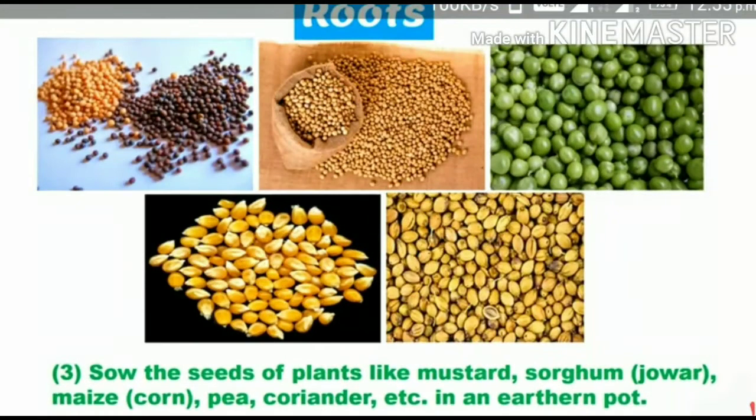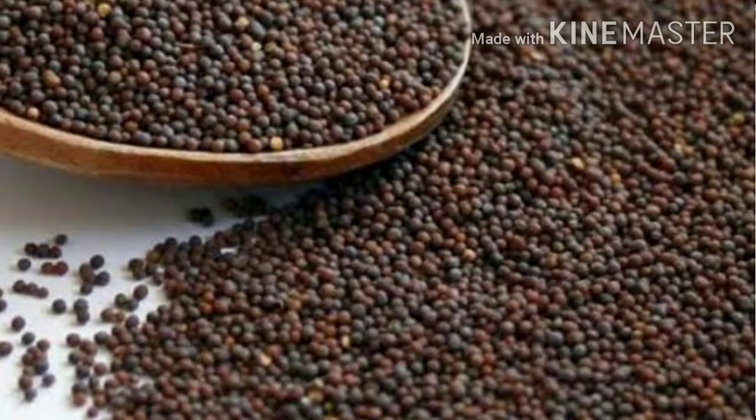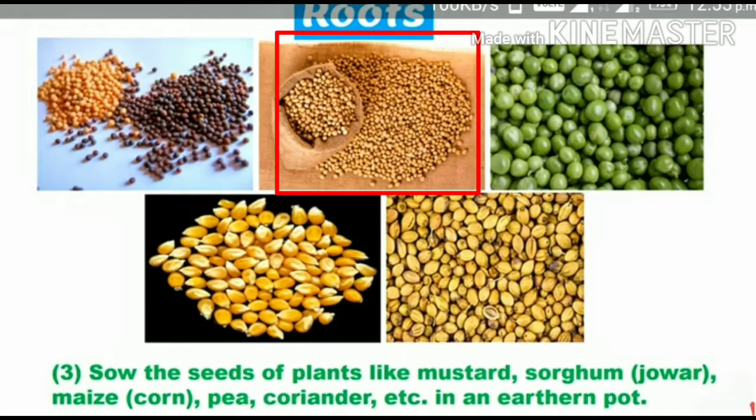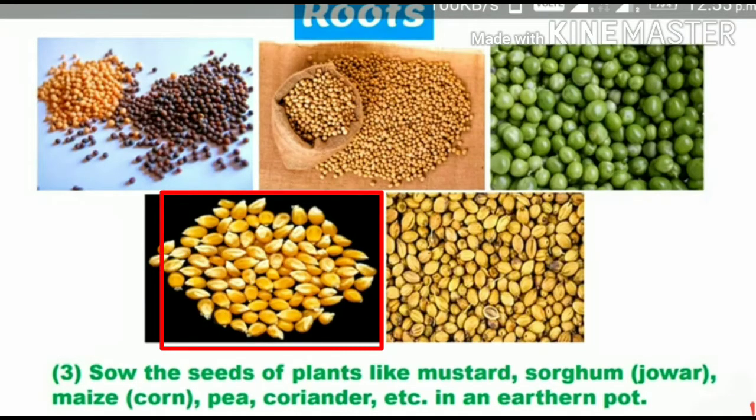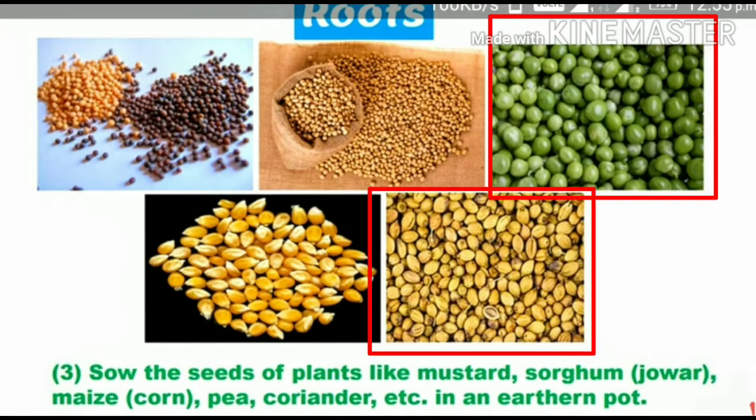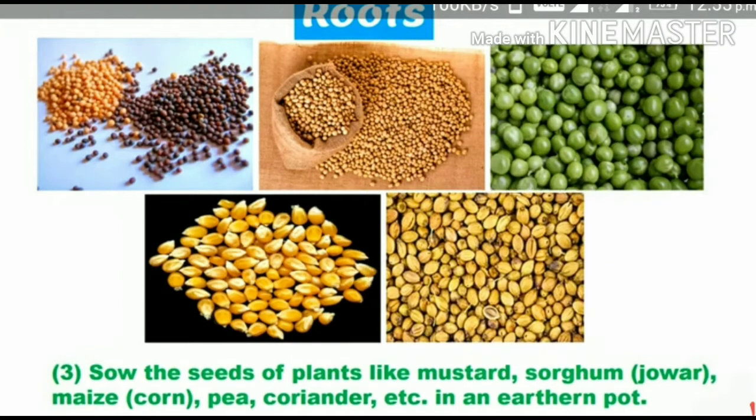Sow the seeds of plants like mustard, sorghum that is jowar, maize that is corn, pea, coriander, etc. in an earthen pot. Or you can take any other seeds and plant them separately in the soil. Okay, now cultivate the plant for 8 days. That is, let them grow.